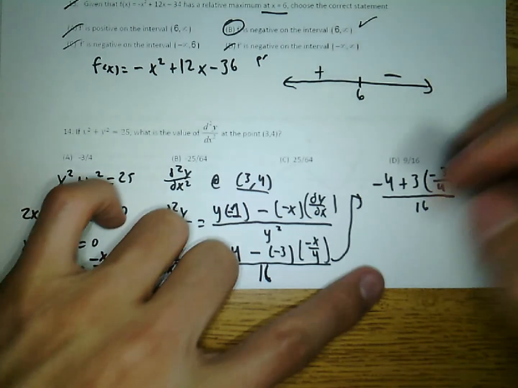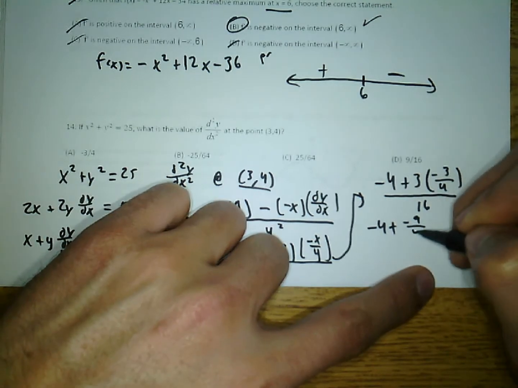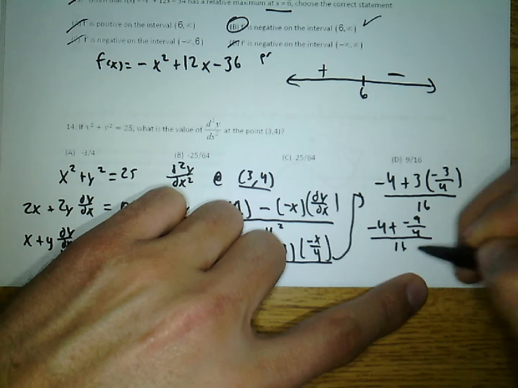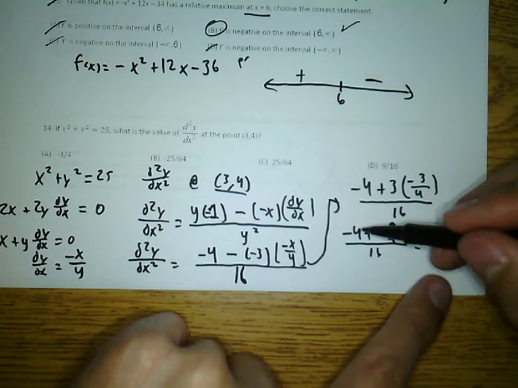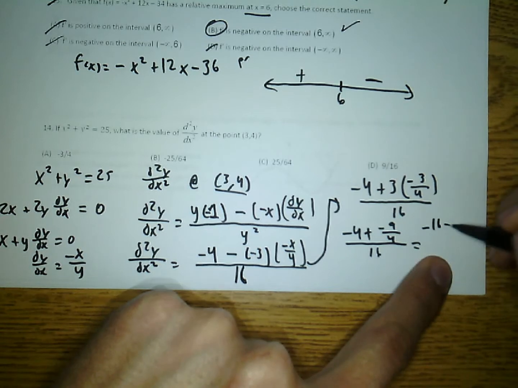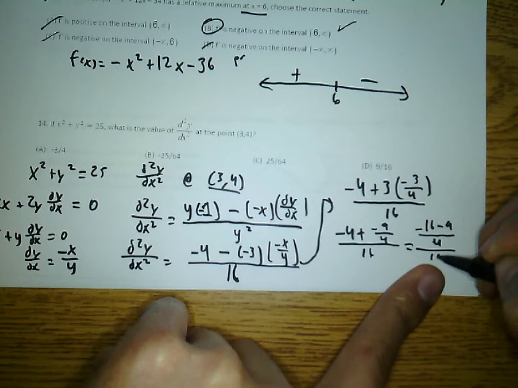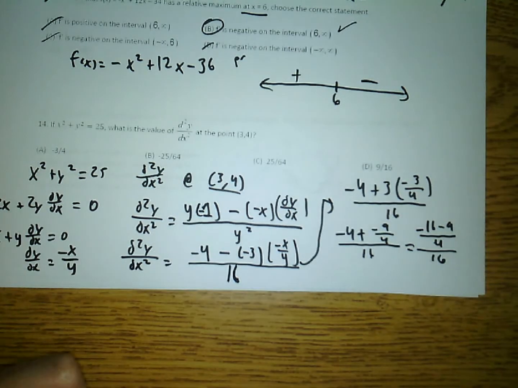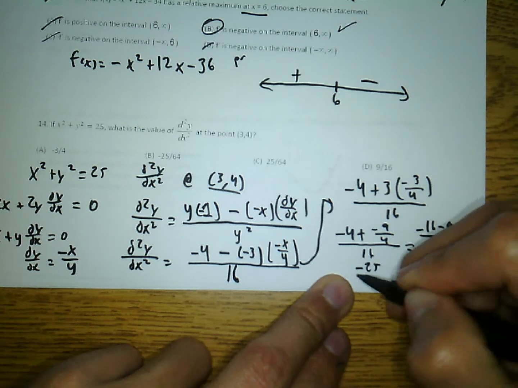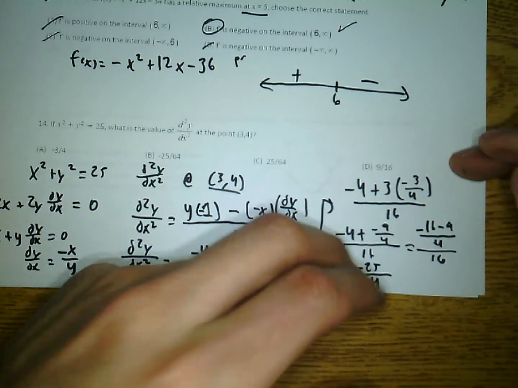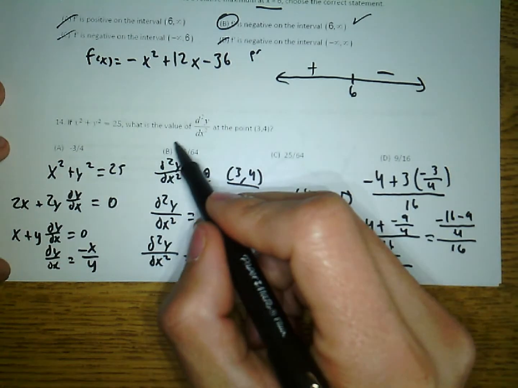All right, so a little bit more cleaning up to do. So negative 4 plus, what do we got? Negative 9 over 4, over 16. All right, so I'm going to get a common denominator here. The common denominator is going to be 4. So it's going to give me negative 16 minus 9 over 4, divided by 16. All right, so negative 16 minus 9 is going to give me a negative 25. And then 4 times 16, that's going to give me a 64. So that means that it is going to be negative 25 over 64, which would be option B.